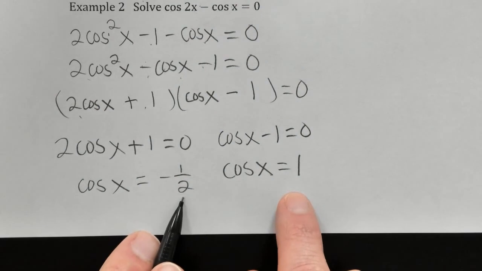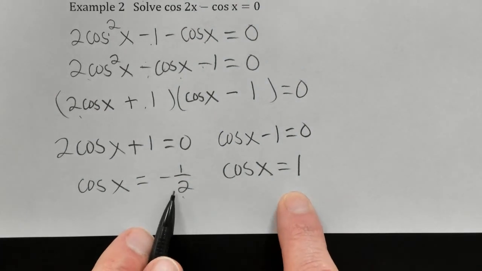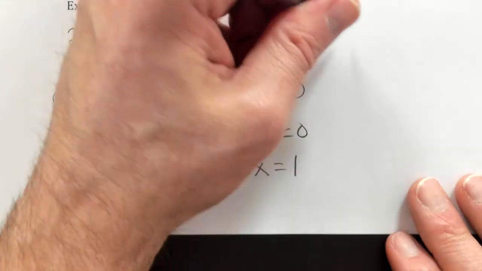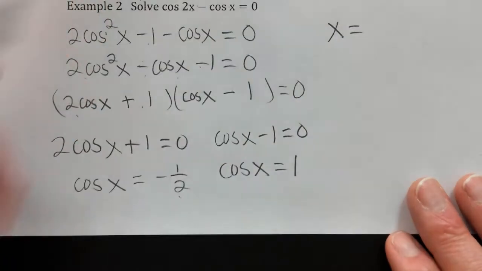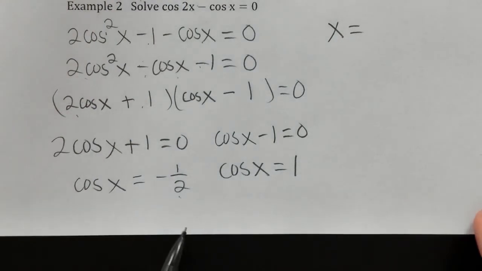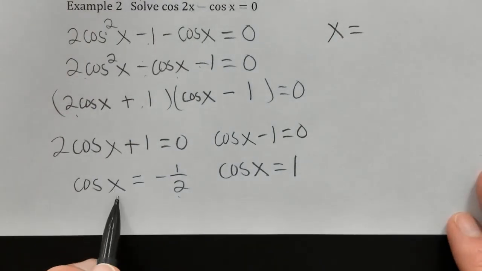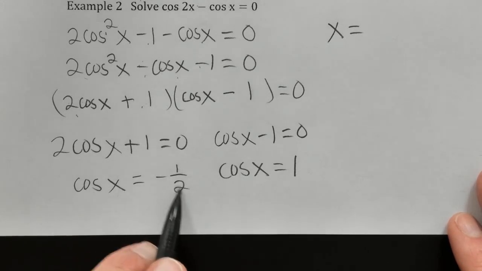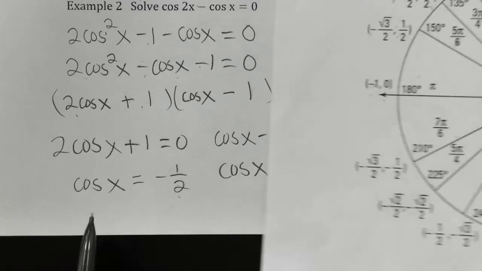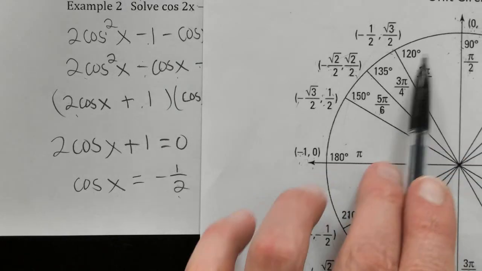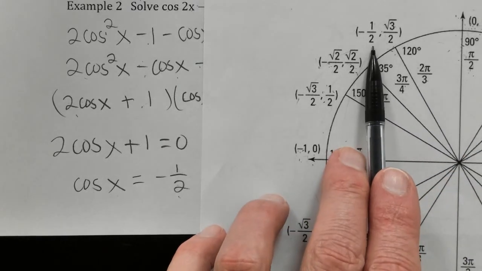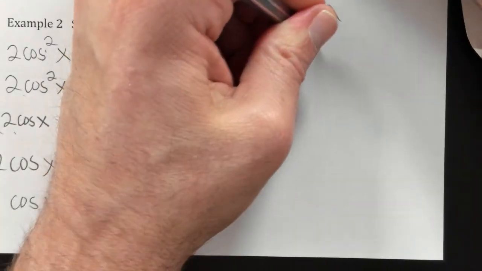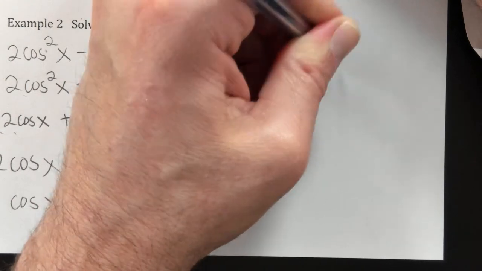Both are within the range of cosine, which is from negative 1 to positive 1, including 1, so we're good there. And so let's see if we can come up with solutions. So the first one, x equals, all right, so I need to find angles whose cosine is negative 1/2. Negative 1/2 for cosine, so I need negative 1/2 for the x coordinate. Negative 1/2 for the x coordinate would occur there at 2 pi over 3. That'll be one answer. 2 pi over 3.